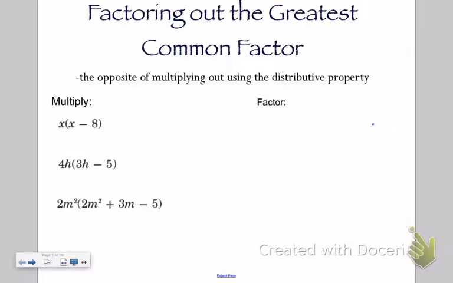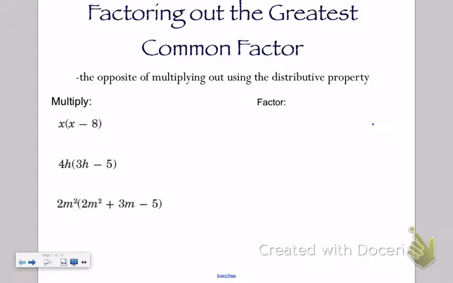All right, this is Chapter 8, Topic 2, Factoring Out the Greatest Common Factor. So it is the opposite of multiplying out using the distributive property. So we're basically undoing the distributive property. But to jog your memory, we'll do a couple examples of multiplying.